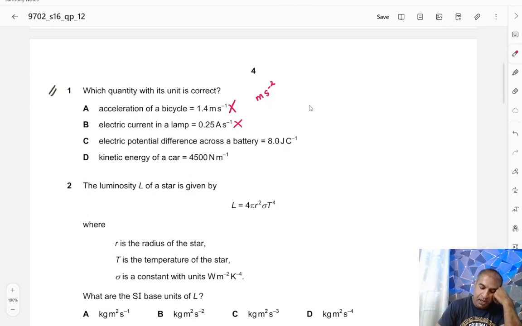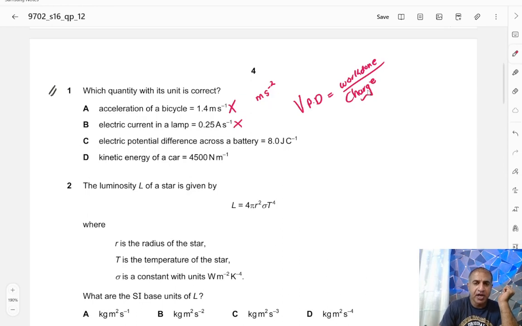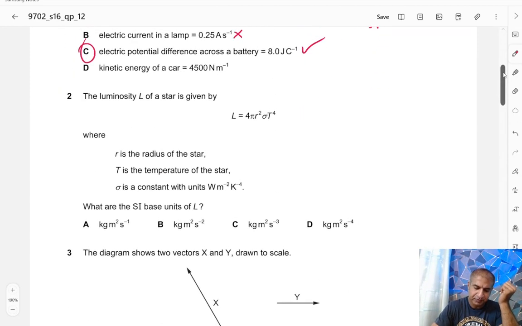So potential difference, or we can call it voltage, is actually work done over charge. If it is work done over charge, then the unit should be joules per coulomb, right? So this seems to be correct. Actually, not even seems to be, this is correct. C is the answer. Simple as that. Let's just move on to the next question.